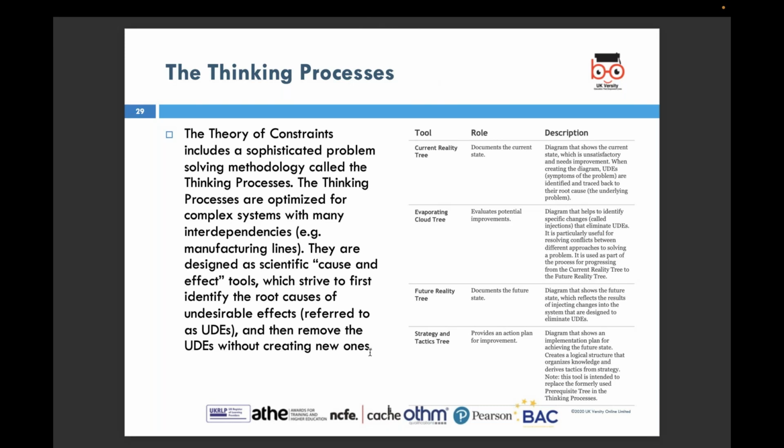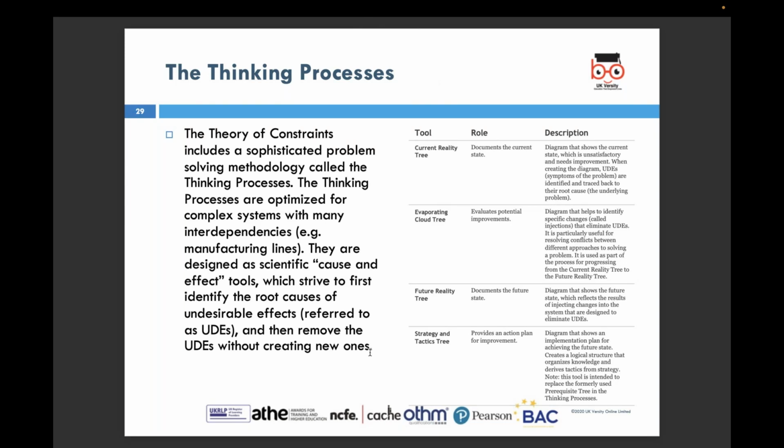One of the key tools within the thinking process is the current reality tree. This tool allows us to document and visualize the current state of a system, highlighting areas that are unsatisfactory and in need of improvement. By creating this diagram, we can identify undesirable effects, which are symptoms of the problem, and trace them back to their underlying causes.